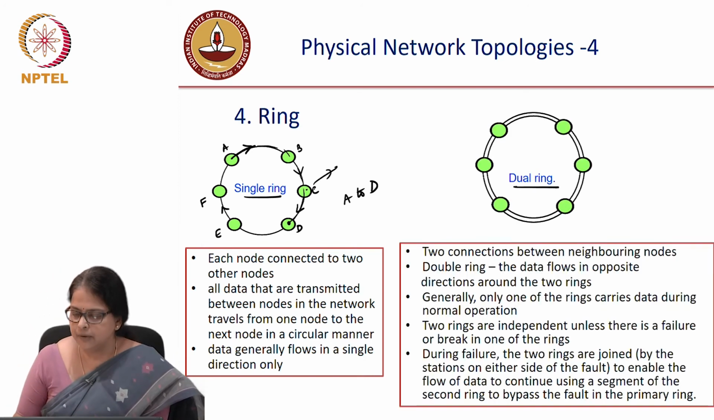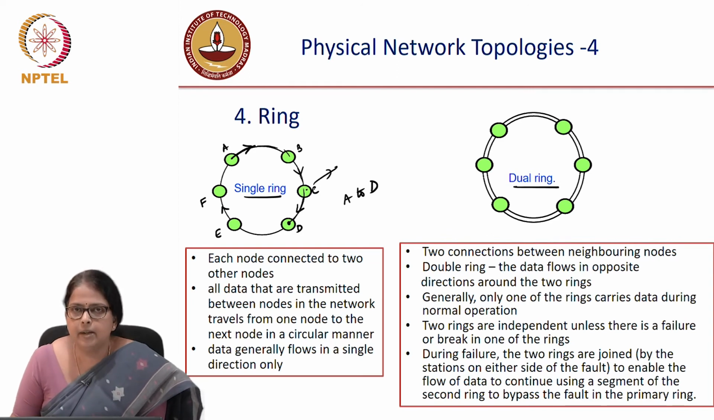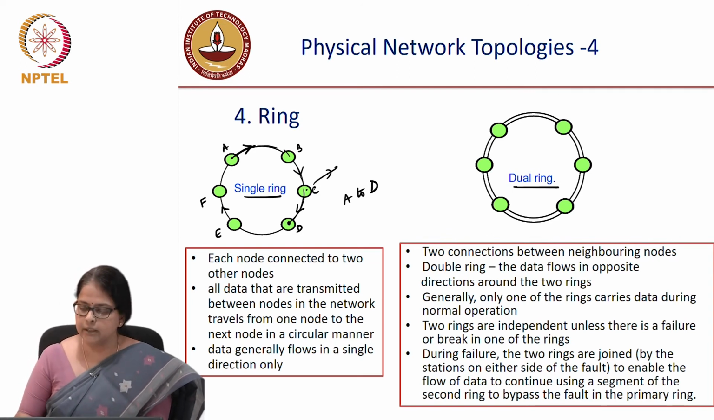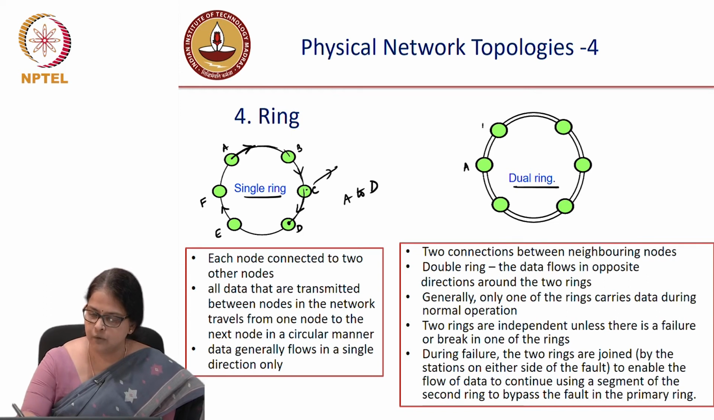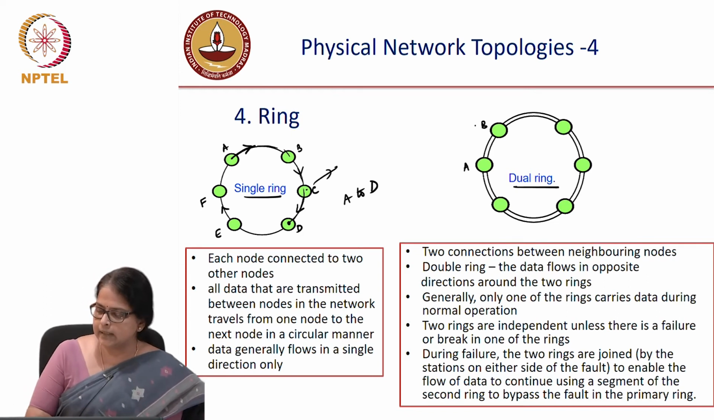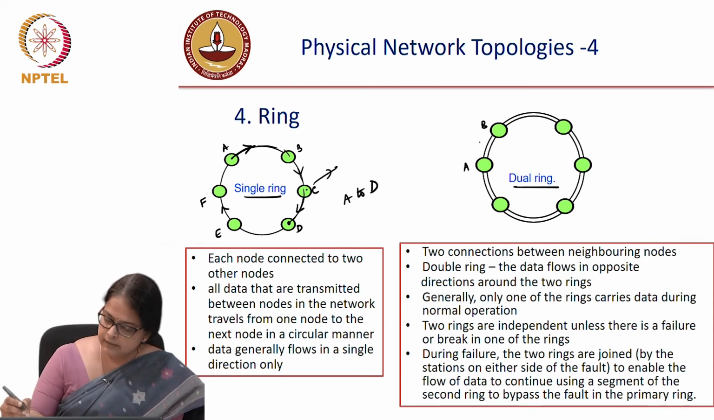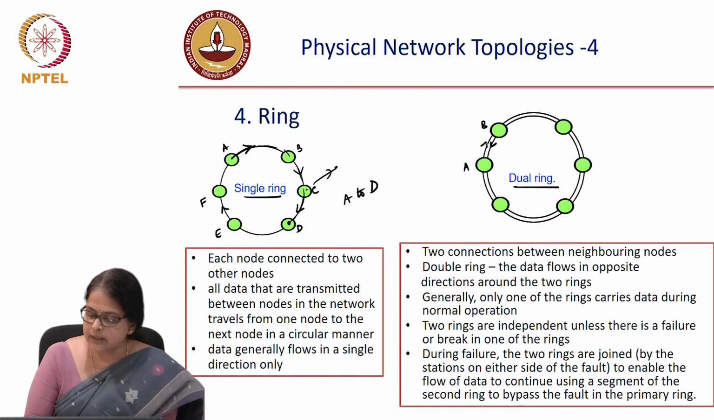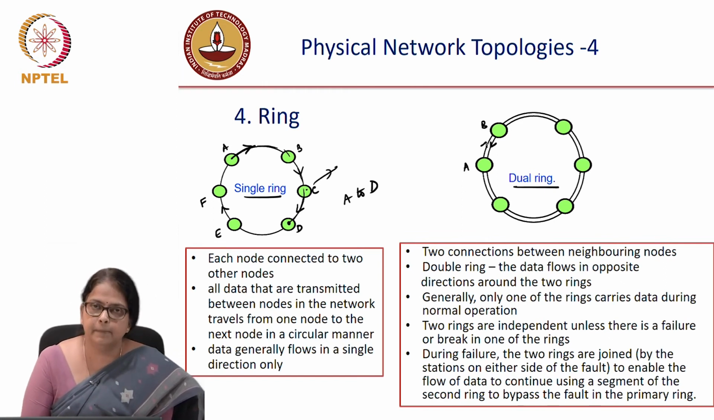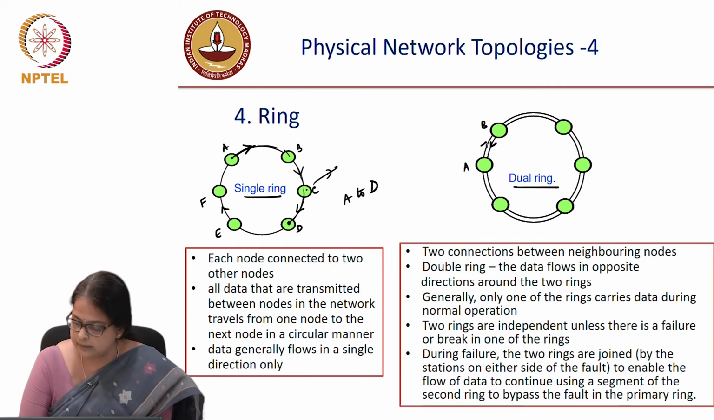Now, in case of dual ring, as the name indicates, there are two connections between two neighboring nodes. So, for example, node A and node B get connected with two optical fiber links. The data will flow in two directions in the two rings. Generally, depending on what configuration you are using, data flows only through one of the fibers. The other fiber is supposed to be for protection. We will talk more in detail about protection.